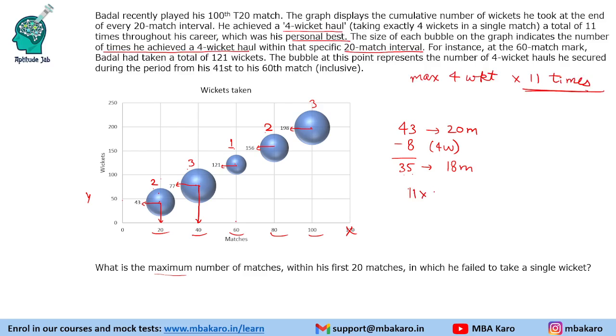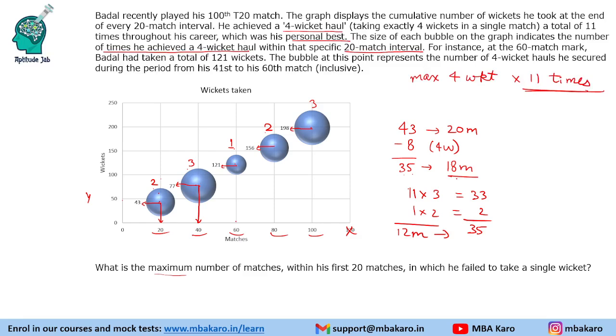So 11 matches, if he takes 3 wickets each, gives 33 wickets in 11 matches. Now we cannot give 3 wickets in the 12th match, so in the 12th match, we will give him 2 wickets. So that will make a total of 35. So in 12 matches, he can take 35 wickets.